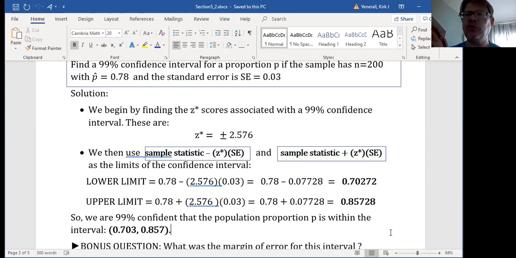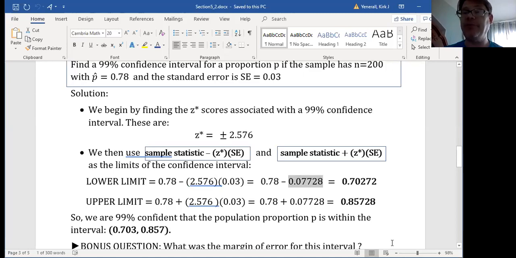Let's recap again what the three steps were there. The first step, find the special z-star value that corresponds to the level of confidence that you want. Here, this was 2.576. Then multiply your z-score by the known size of the standard error to figure out the size of your margin of error. Here we did that by multiplying 2.576 by 0.03, and that gave us a margin of error of about 7.7%.